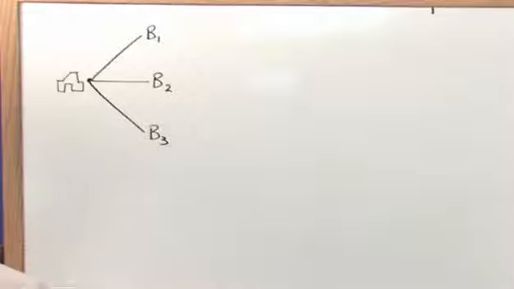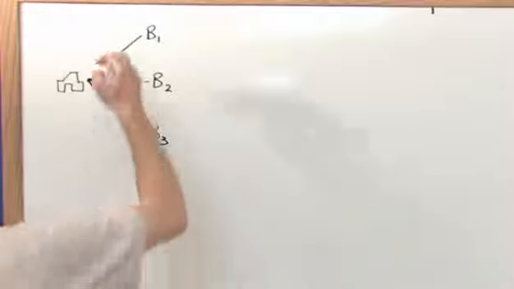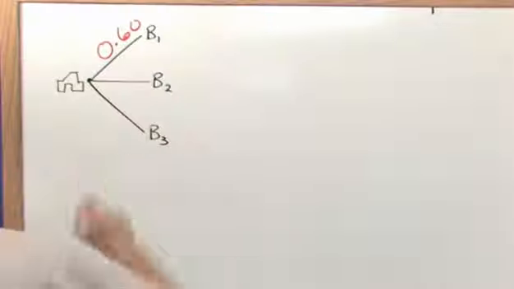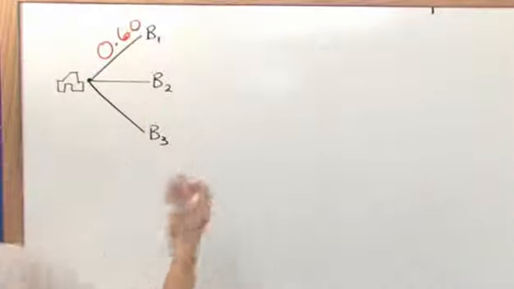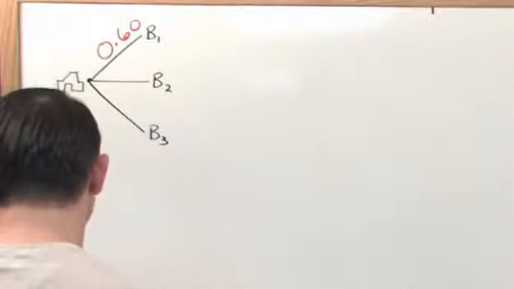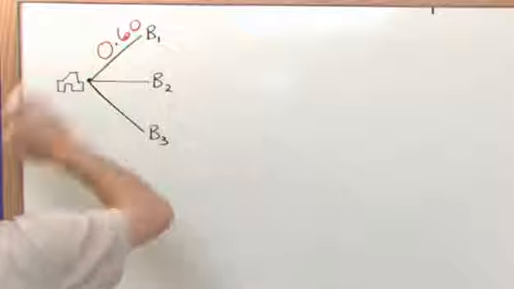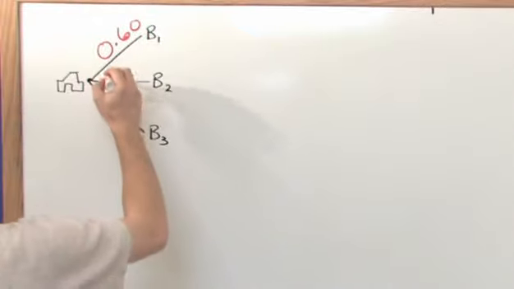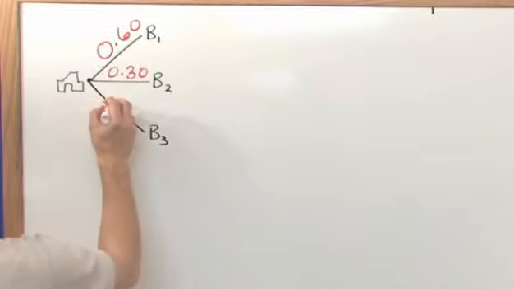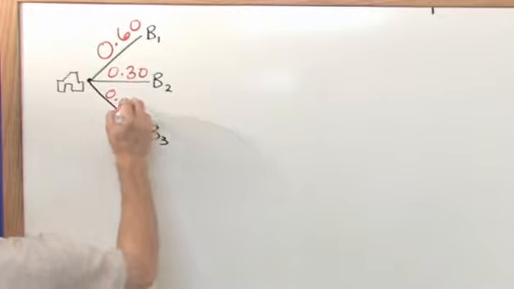We know that 60% of the cars come from B1, so you're going to have to convert that to a probability, 0.60. Because we don't deal with percents in probability. We deal with decimals, 0.6, 0.5, 0.4, something like this, okay? 60% of the cars come from B1, 30% of the cars come from B2, and 10% of the cars come from B3.